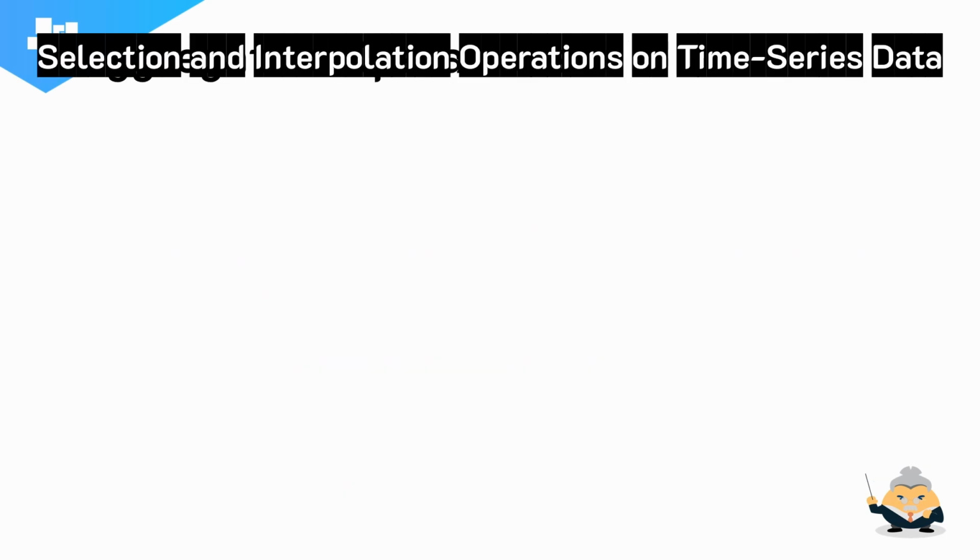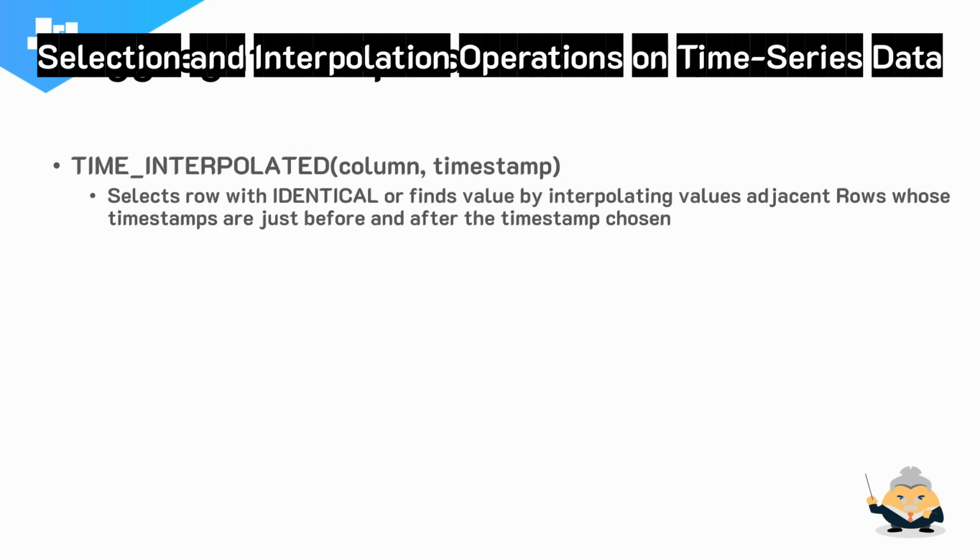Next up, we want to discuss the aggregation operations. These maybe aren't quite as common as the ones before, but obviously very important in their own right. First one we want to talk about is time interpolated. To run this one, you would set the column name you want, and then you would do a timestamp. I'll just read this. It says it selects the row with the identical timestamp or finds a value by interpolating values from adjacent rows whose timestamps are just before and after the timestamp chosen.